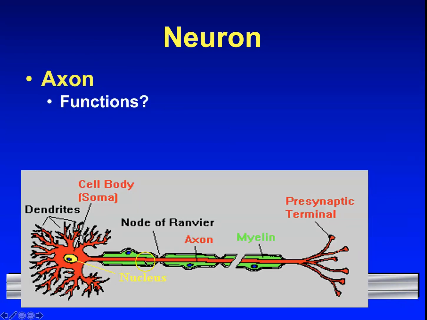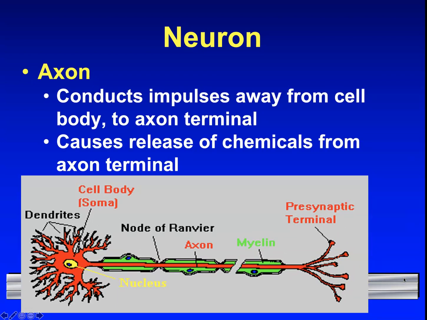Next are axons. Axon is the long wire, or I say long, sometimes it's only like a millimeter long or less. Some of them can be a yard long, but some of them are nanometer or a millimeter. So the function is to carry the electrical signal down the axon, where you'll then release a chemical from the axon terminal. And what they do is they conduct impulses away from the cell body down to the axon terminal. That's the only direction they can go.